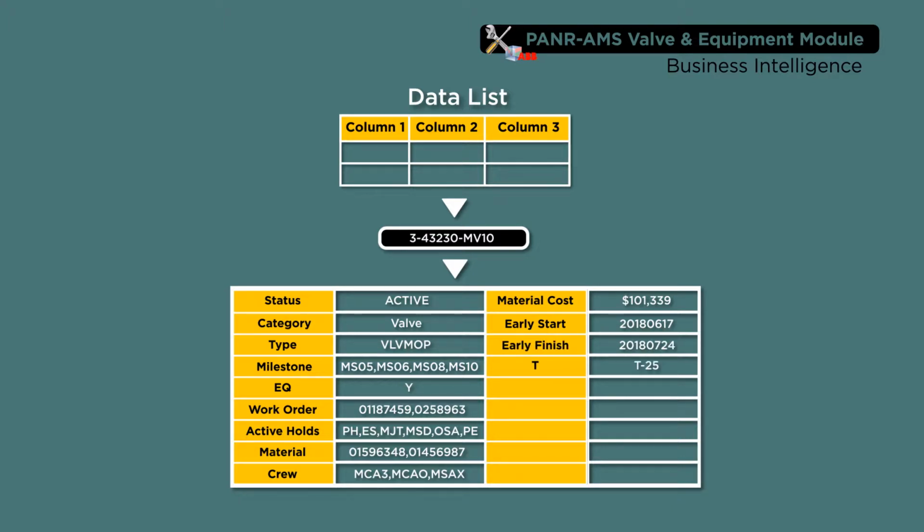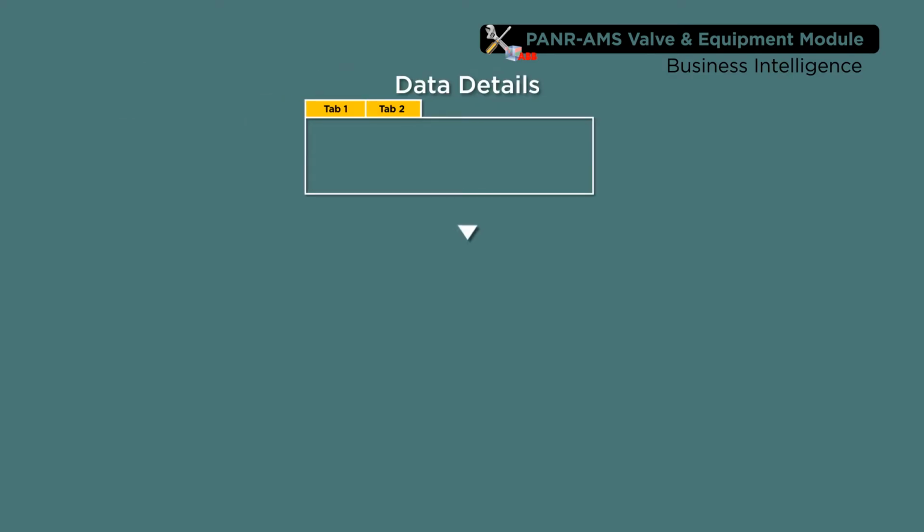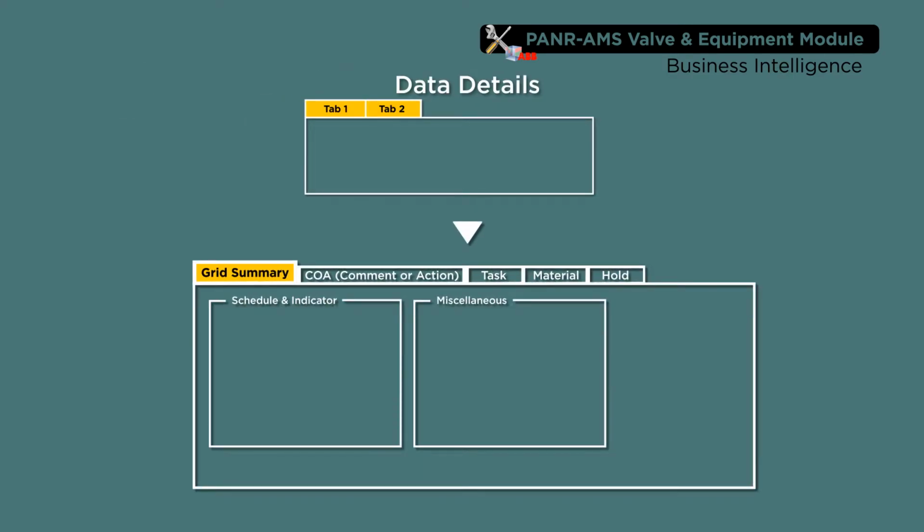based on early start, have all work orders for this equipment scheduled, have all work orders been completed, how many user or department actions on this equipment, the labor cost for the equipment, physical location of the equipment. For each selected equipment in the data list section, the data details section shows relationship details with the equipment, such as tasks, materials, and holds.